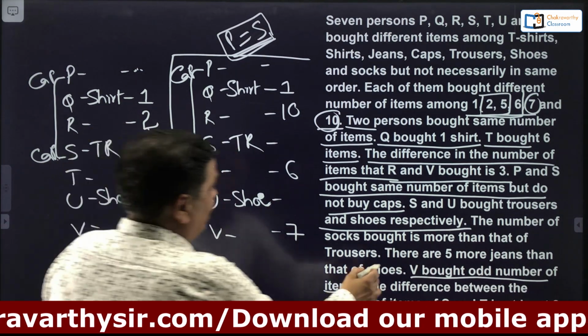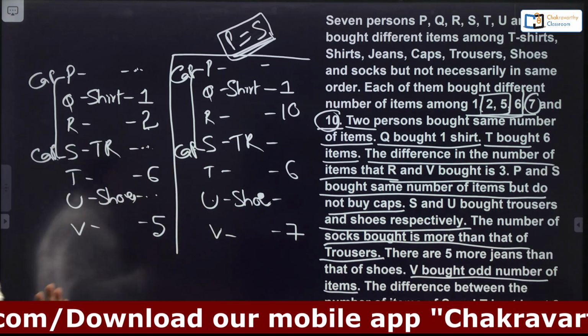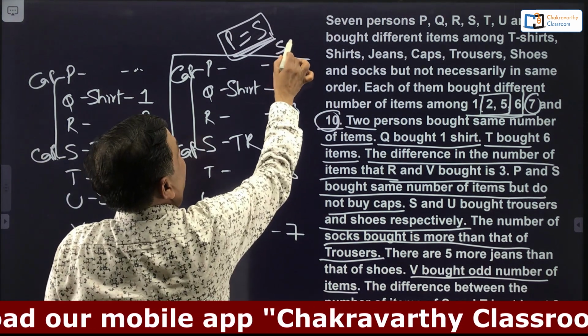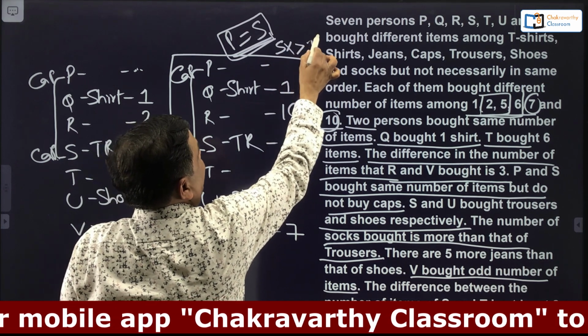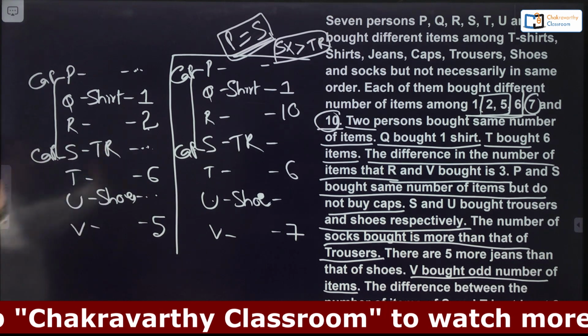What's the next one? The number of socks bought is more than that of trousers. A good data. Very good information. Number of socks, SX I write. Socks must be more than trousers. Keep it in the mind. Socks must be more than trousers.